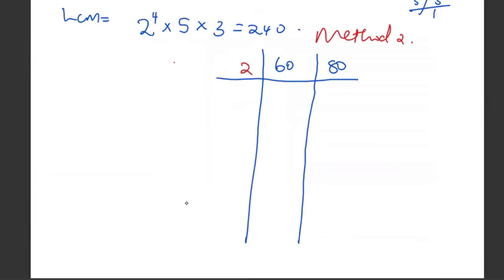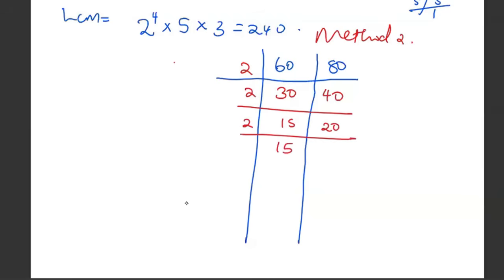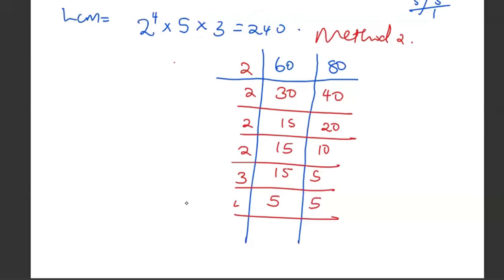So if I use 2, I'll get 30, and then I'll get 40 dividing by 2. I'll have 15, I'll have 20. Let me use 2 again. 15 cannot be divided by 2, so I'll keep the 15, and then that's going to be 10. And then by 2, I have 15 again, then 5. If I use 3, 3 can divide 15 into 5. It cannot divide 5. And then I use 5, I end up with 1 and 1.